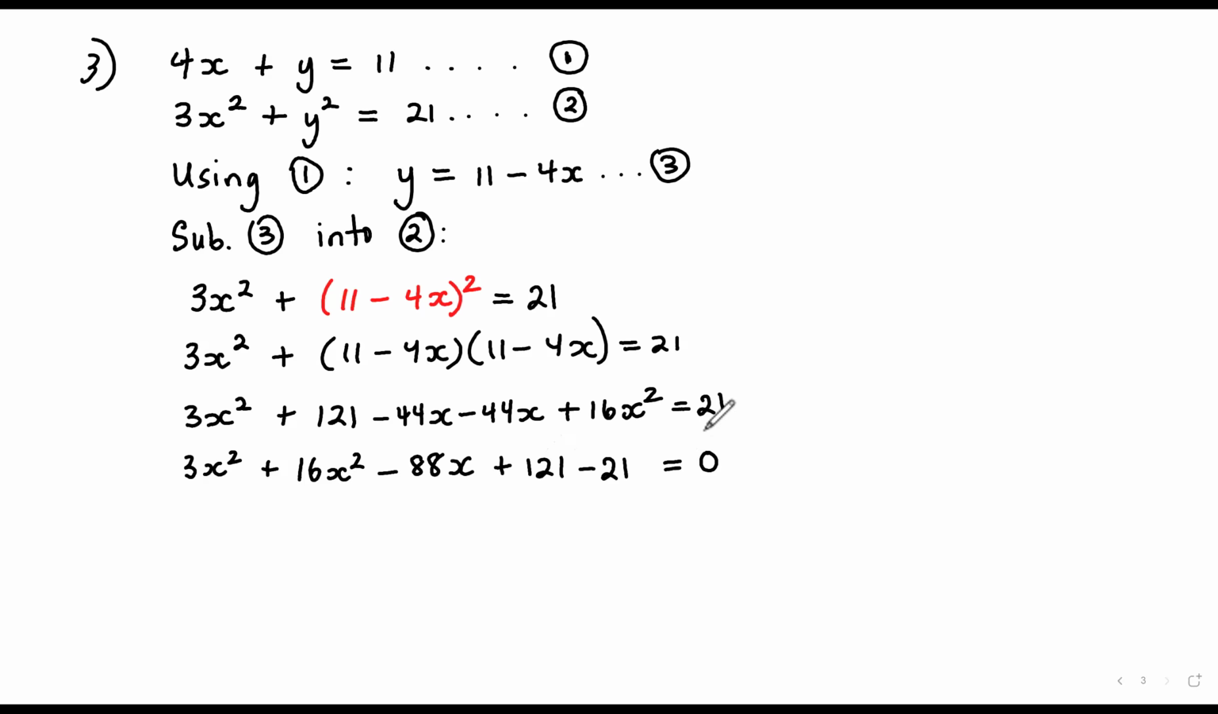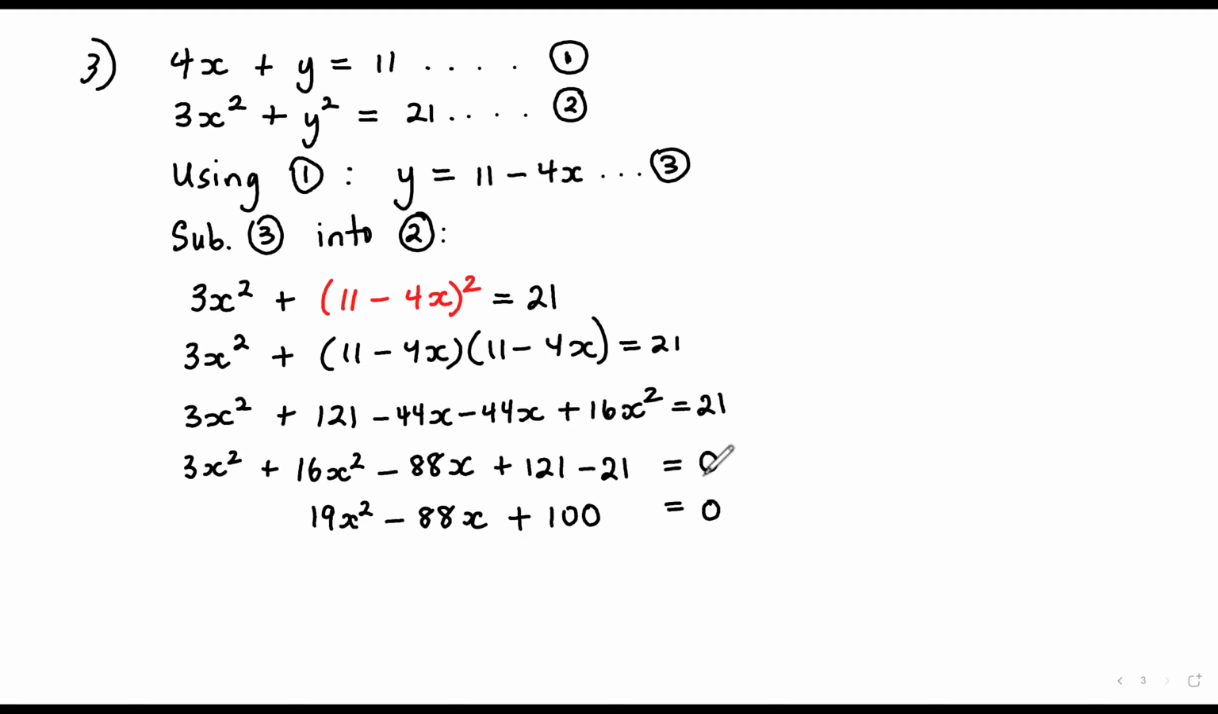Because if you didn't realize this yet, this is a quadratic. And in order to solve a quadratic, it has to be equal to 0. So 3x squared plus 16x squared will actually give me 19x squared. And then, well, it's minus 88x. 121 take away 21 is 100. All of that is equal to 0, right?